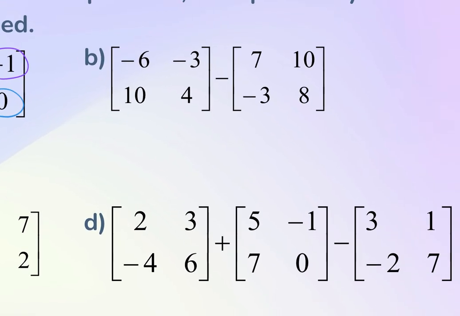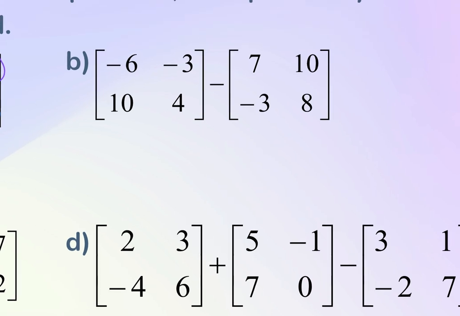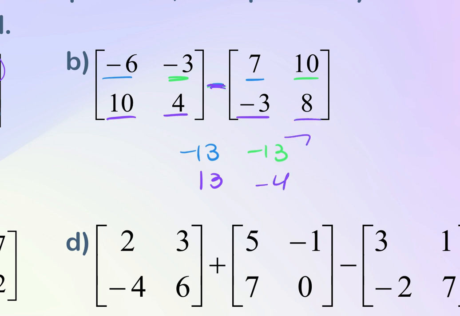All right. B, now it's subtracting. So it's a 2 by 2 and a 2 by 2. It can be done. And you could choose, if you want to distribute, because people make stupid mistakes when it's like minus a negative. So if you want to distribute that negative in, change all the signs of the second thing and put a plus between, you totally can. If not, you're doing -6 minus 7, so -13. You're doing -3 minus 10, so -13 again. You're doing 10 minus a -3, that becomes plus 13. And 4 minus 8 becomes -4.